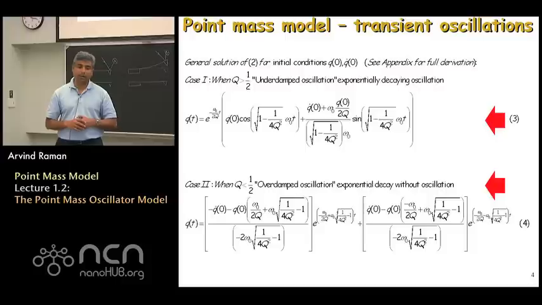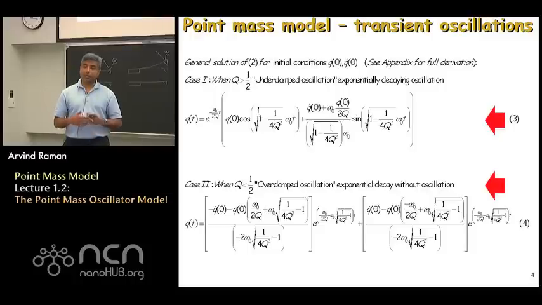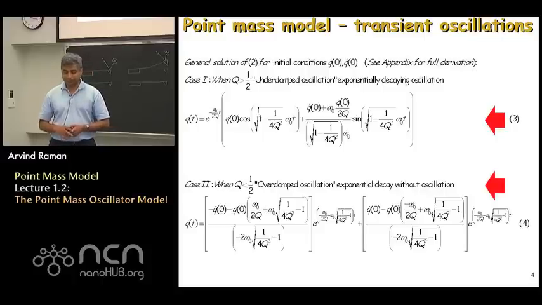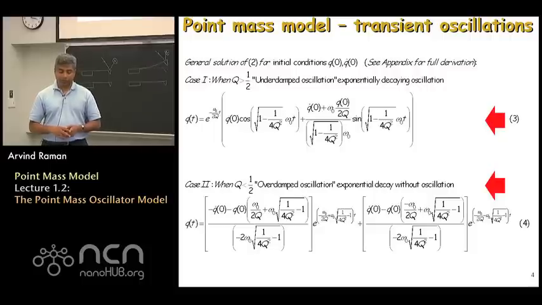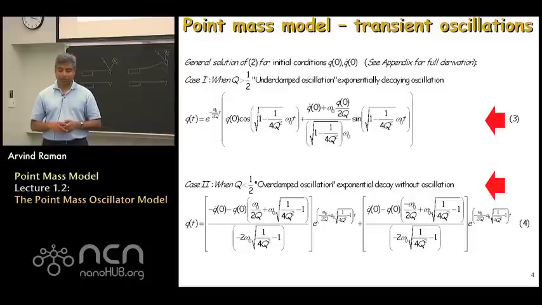So when you put it together and try to solve that equation 1, it turns out there are two important conditions which determine what form the solution actually takes. The details of the derivation are provided in the appendix at the back of this lecture. First case is when the Q factor, the quality factor of resonance, is greater than 1/2. In this case, we get exponentially decaying oscillations. This is also called an underdamped condition, which is shown in equation 3. Case 2 is when Q is less than half, and this is called an overdamped condition, where you get an exponential decay without any oscillation.